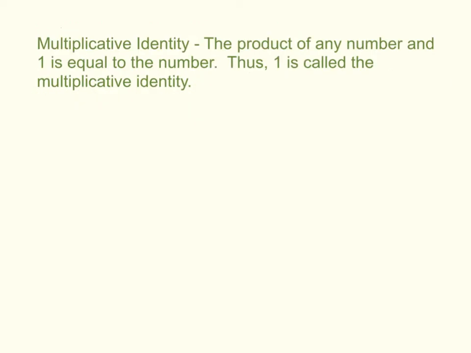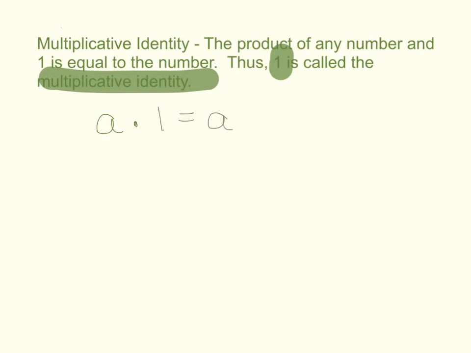The multiplicative identity property is very similar. It says that the product of any number and 1 is equal to the number. So therefore 1 is called the multiplicative identity. An example of this would simply be to take any number, we'll represent it by a, and if you multiply it by 1, you get a. If you have 5 times 1, it's 5. So any number times 1 is equal to that number.